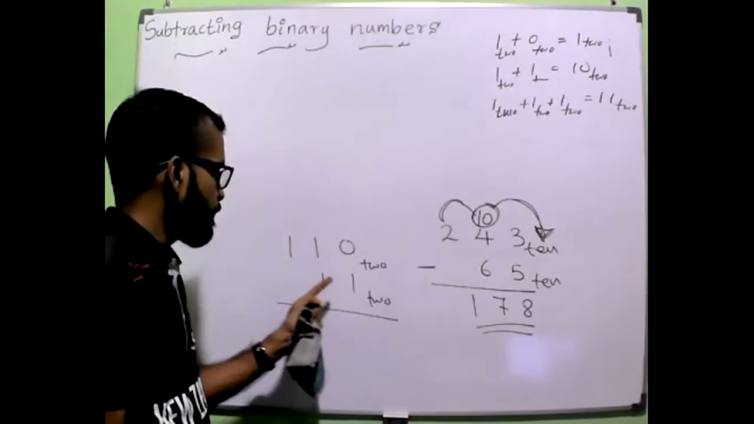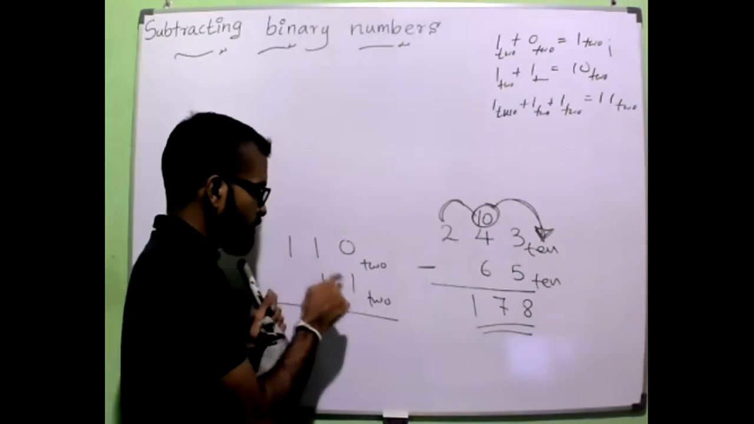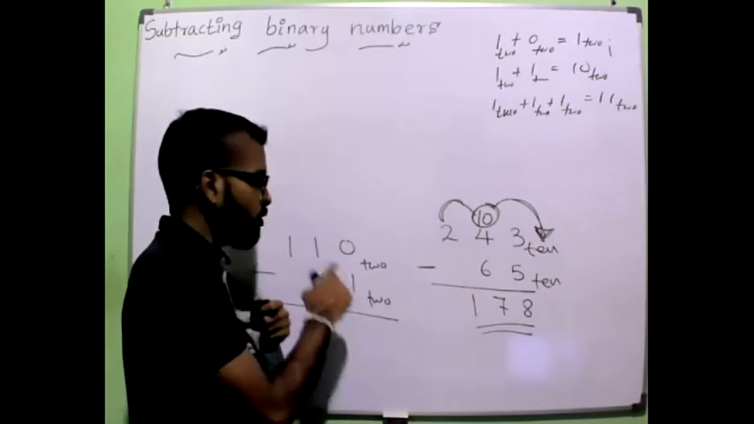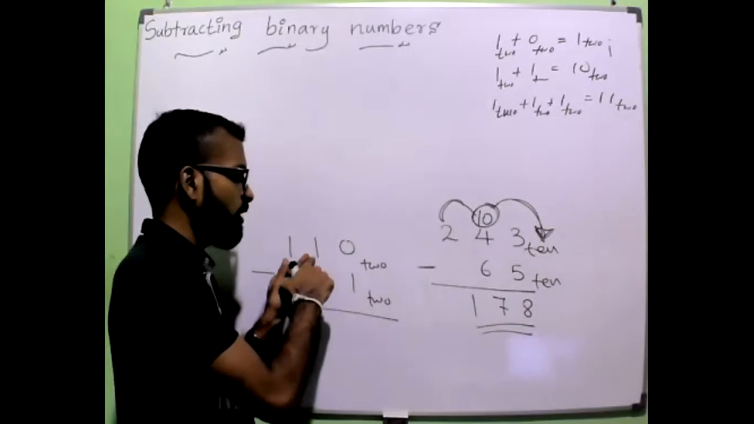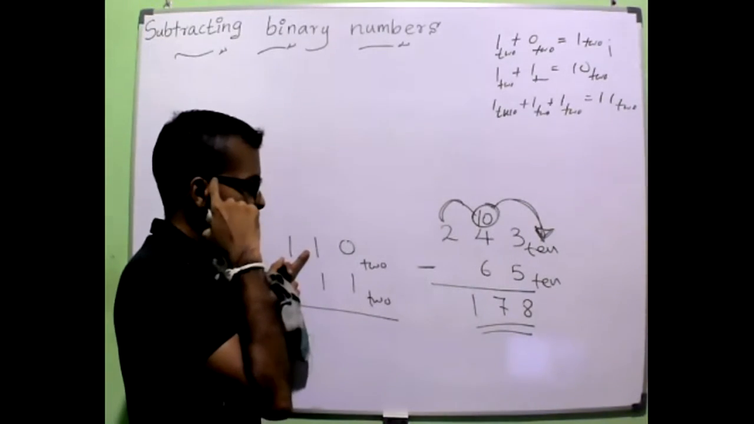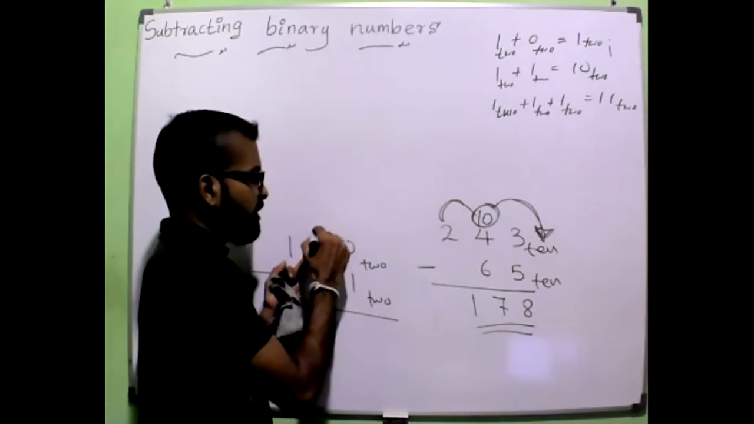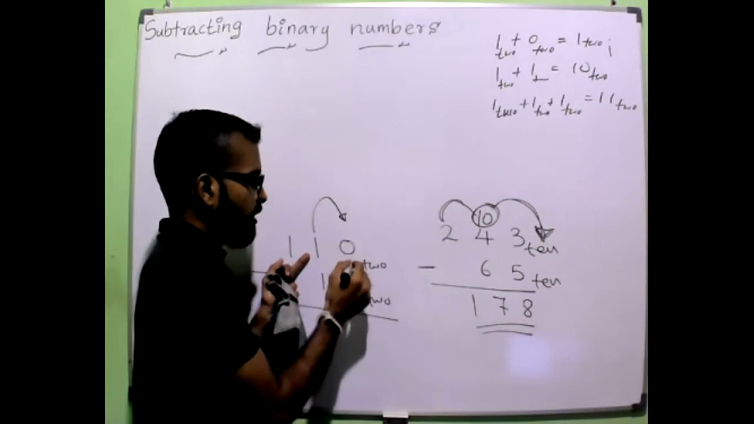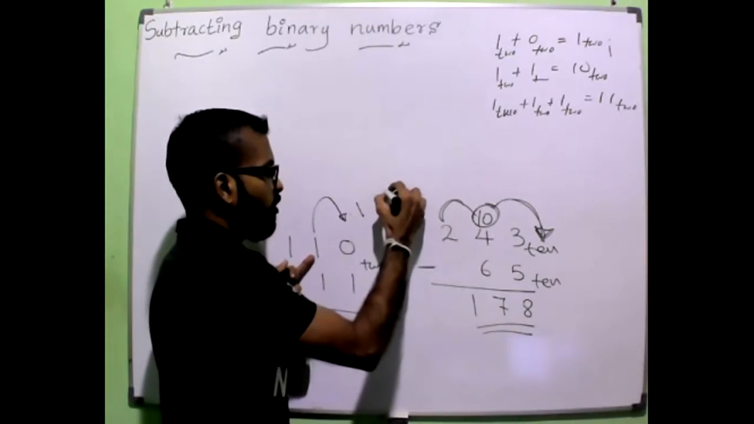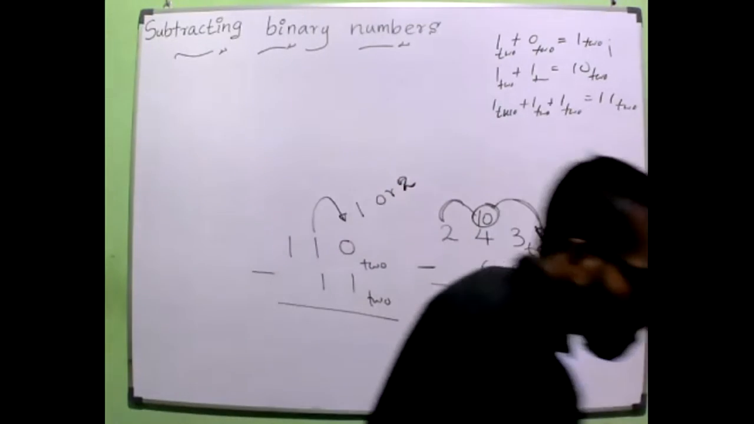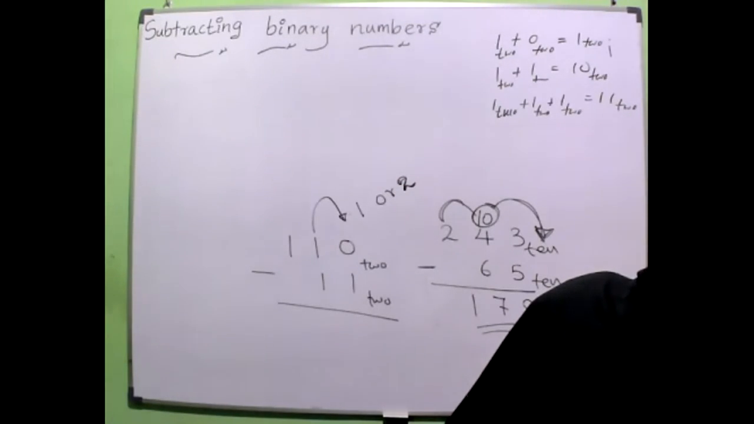Don't write anything. Now you cannot do the subtraction. 0 minus 1, you cannot do the subtraction. You have to take 1 from your left hand side number. You have to take 1 from this digit. If you take 1 from this digit to this side, what happens? Is it 1 or 2?